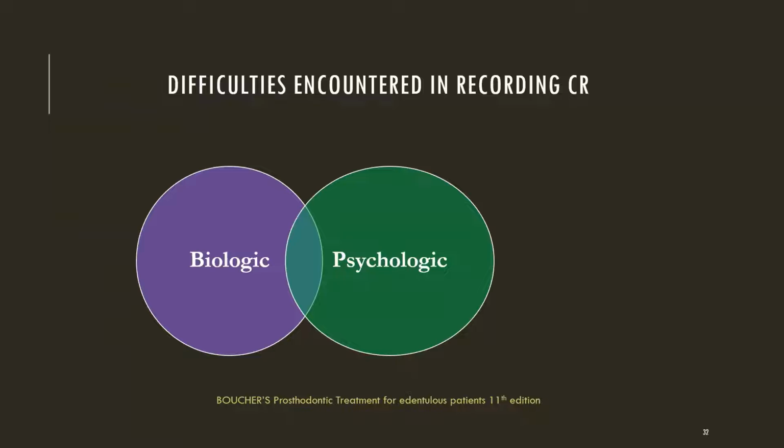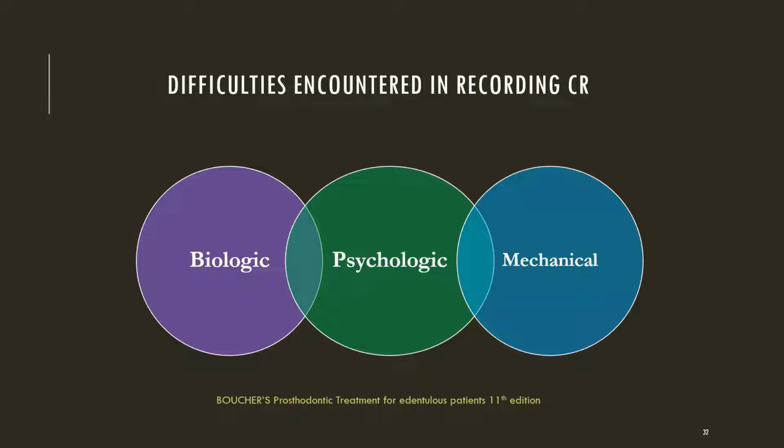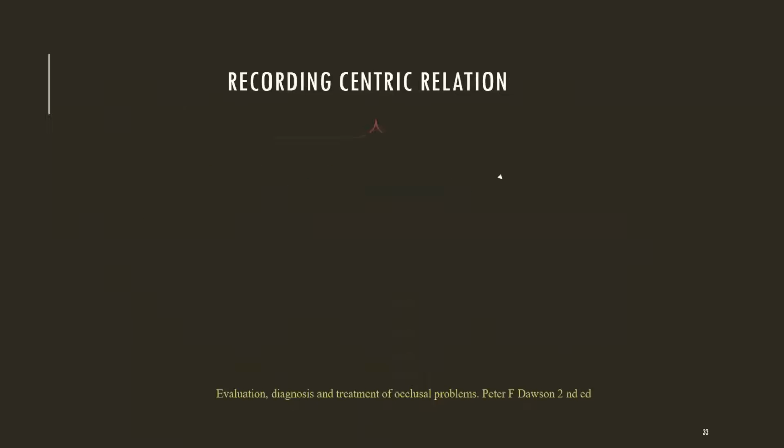Secondly, coming to psychologic, this involves both the prosthodontist as well as the patient. The prosthodontist must be prepared to calmly spend adequate time in recording centric relation records. Thirdly is mechanical. It can be due to poorly fitting bases, and hence we should ensure that before recording the centric relation, the bases fit perfectly, and that they do not interfere with each other during the excursion movements.